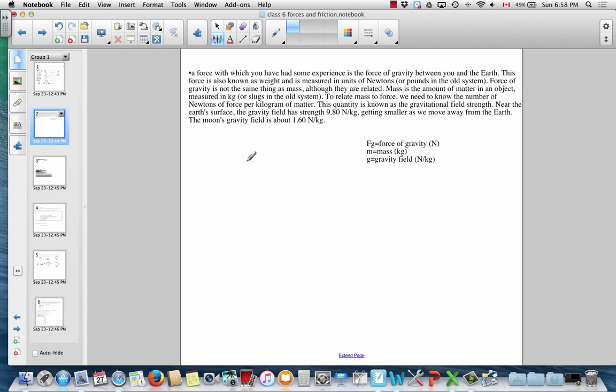Now, the force that we're probably most familiar with is the gravitational force, and the gravitational force on an object, otherwise known as the weight, is a force in newtons, that's m times g, where g is the gravitational field strength, and m is the mass in kilograms. So weight and mass are not equivalent.